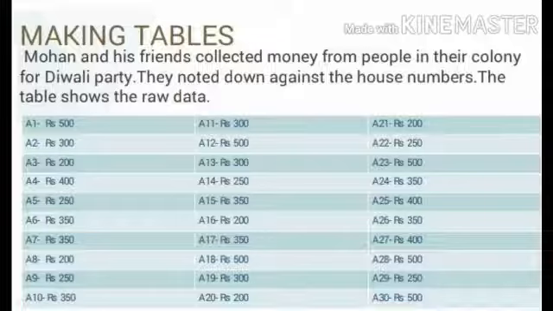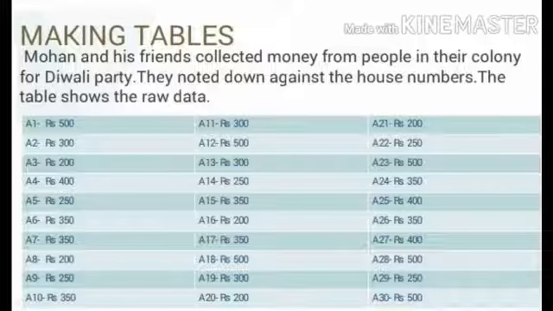A1, A2, A3, these are the house numbers, and they have visited 30 houses, and these are the different amounts which they have given. Now as you see the table carefully, you will see that in some house they gave 500, in A2 they gave rupees 300, in A3 they gave 200, in A4 they gave 400, in A5 they have given 250. So there is some repetition of the same amount.